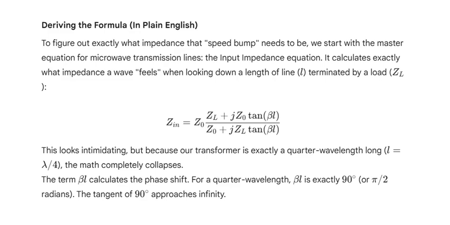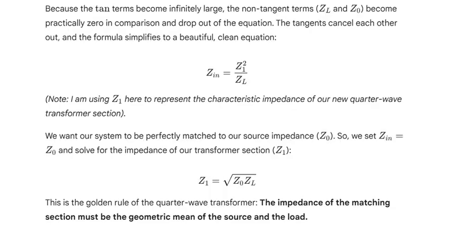The term beta L calculates the phase shift. For a 1/4 wavelength, beta L is exactly 90 degrees, or pi/2 radians. The tangent of 90 degrees approaches infinity. Because the tan terms become infinitely large, the non-tangent terms, ZL and Z0, become practically zero in comparison and drop out of the equation. The tangents cancel each other out, and the formula simplifies to a beautiful, clean equation shown here. Note, I am using Z1 here to represent the characteristic impedance of our new 1/4 wave transformer section.